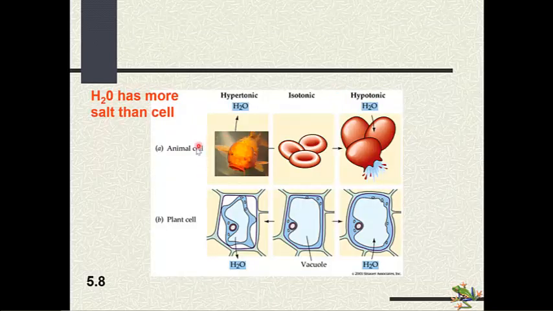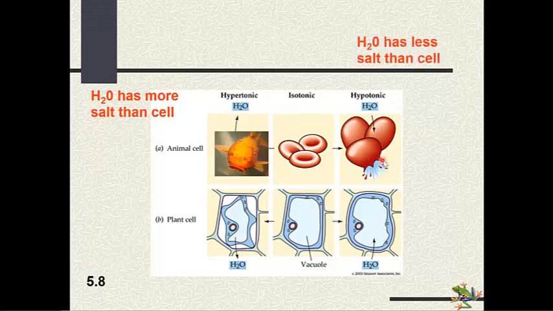Here in the left, we see an animal cell where the water has more salt than the cells. And what will happen is water will move out. We call that the solution outside is hypertonic, has more salt. The water will move out, and this poor koi would shrink.